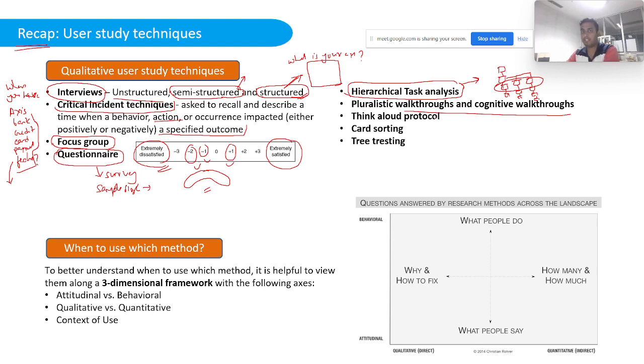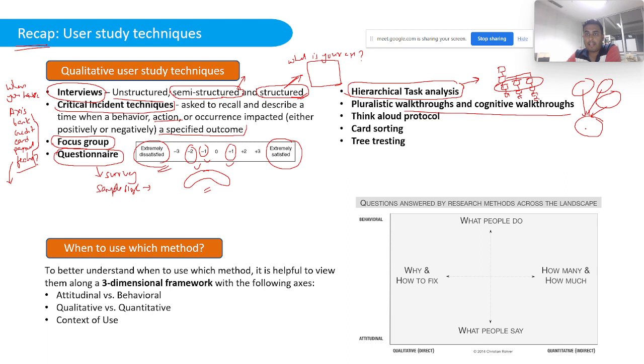So pluralistic is mainly the kind of workflows where we consider multiple users, like stakeholders, users, the other developers, and try to get their viewpoint on the workflow of certain features.